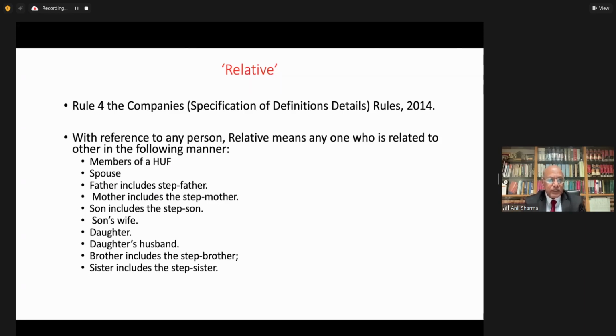Then father, mother, including stepfather, stepmother respectively, son, son's wife, daughter, daughter's husband, brother, including stepbrother, sister, including stepsister. So these are very specific. Don't get confused with the relative definition which is as per the Income Tax Act or any other act. When you are looking at a relative definition for the purpose of examining related parties under the Companies Act, then you have to restrict yourself to these relationships which are defined in section 2(77) read with rule 4.